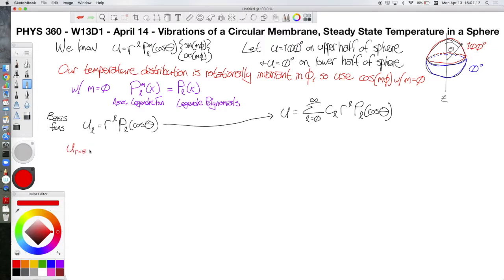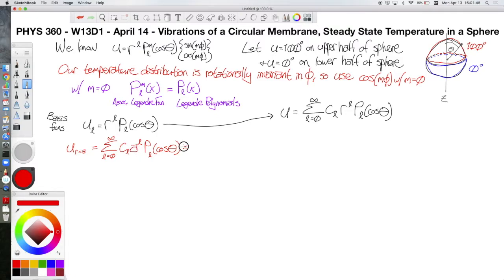So the temperature evaluated at r equals a simplifies our expression in the following way. We still have the sum from L equals 0 to infinity. We still have c sub L. We still have r to the L. Really everything is the same, with the exception that we are plugging in the value of a for r.